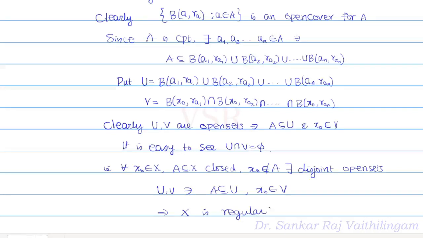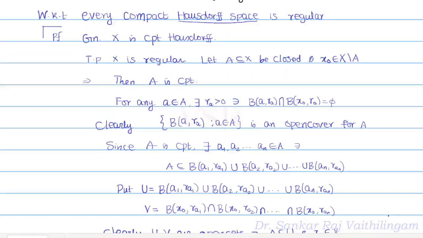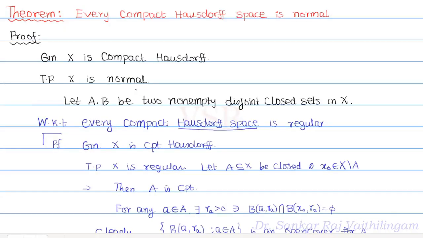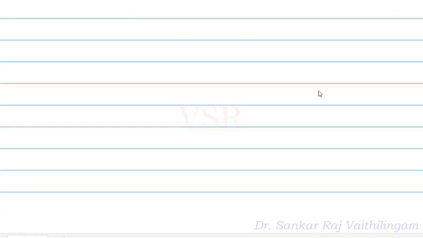So the proof I have given now is for: every compact Hausdorff space is regular. Okay, now we will prove that X is normal. So I take A and B as two non-empty disjoint closed sets. Now we shall show that there exist open sets. So now I am coming to the main proof. Okay, so let us take this one.